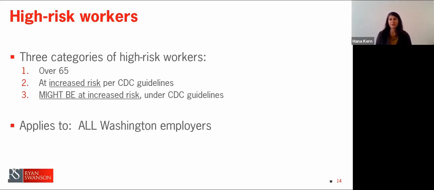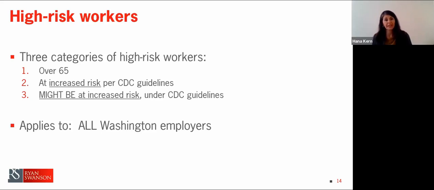So three categories. The first one is folks over 65. They do not need to have any kind of health condition, that's just purely an age-based category. Second category is folks who are at increased risk per CDC guidelines. Those guidelines are available on the CDC website at the moment. The increased risk category per CDC includes things like cancer, chronic kidney disease, certain immunocompromised states, obesity, some heart conditions, and there are others. There's a third category, might be at increased risk, also under CDC guidelines. This includes things such as asthma, high blood pressure, certain other immunocompromised states, certain neurological conditions, including dementia, liver disease.